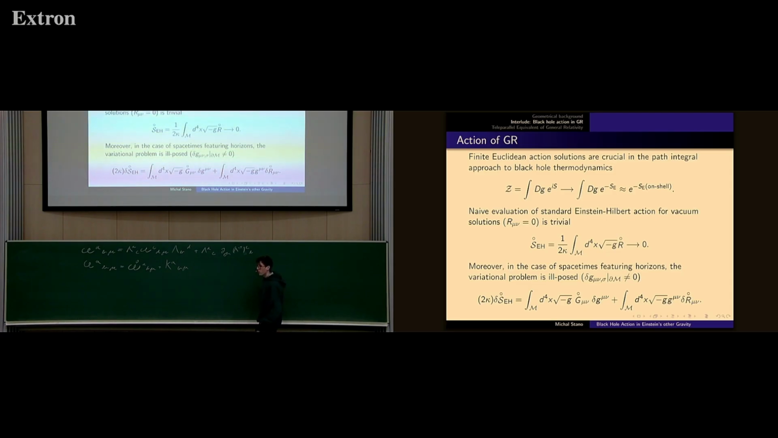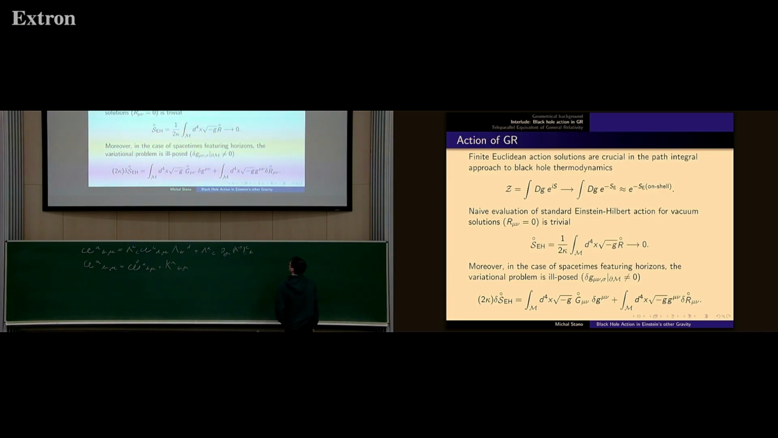Okay, so as we want to evaluate these Euclidean actions for the Schwarzschild black hole, recall that the Schwarzschild solution is a vacuum solution. So if you were to use the standalone Einstein-Hilbert action, you would recover a very trivial result, because for vacuum solutions, the Ricci tensor is equal to 0. Therefore, if we want to obtain some non-trivial results, we need to somehow modify the action, or at least we need to add some non-trivial terms.